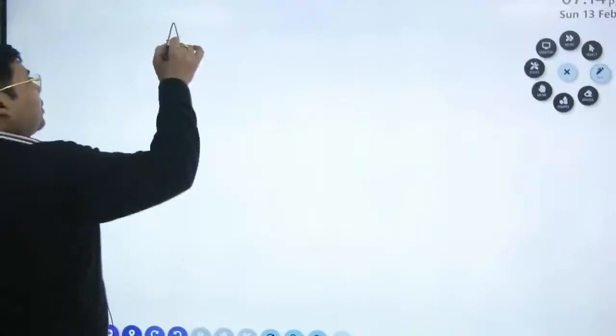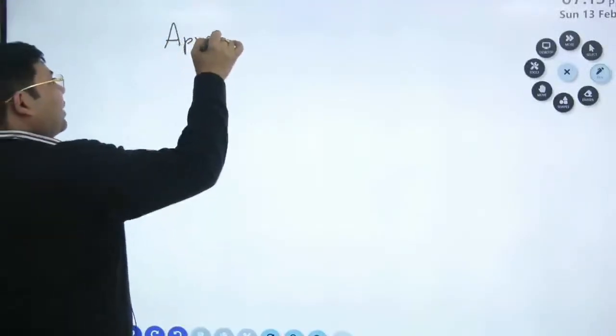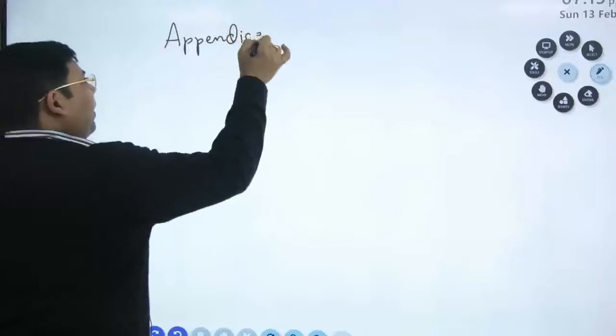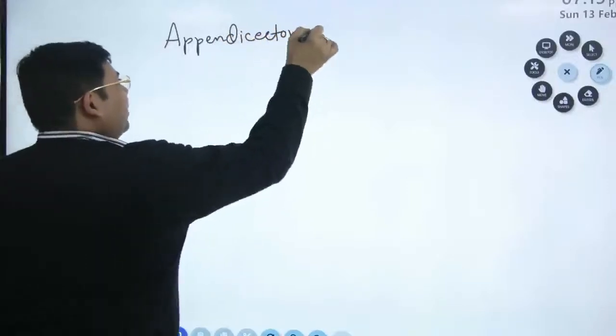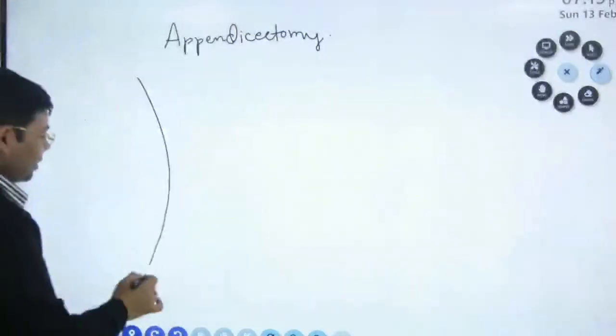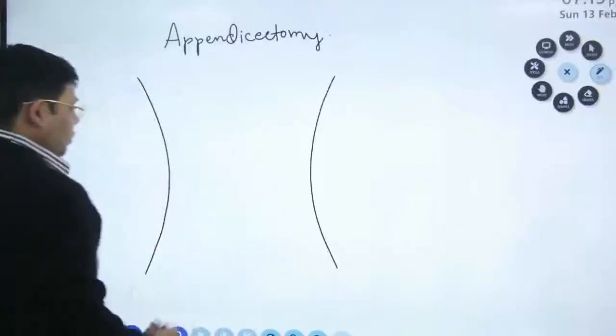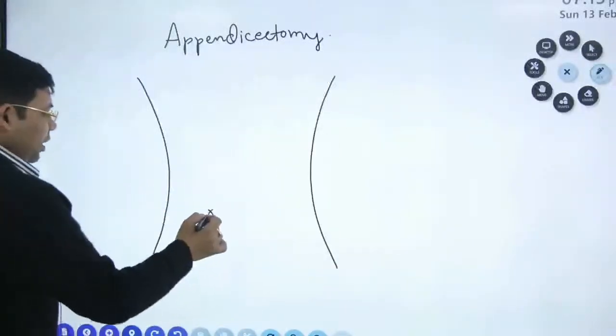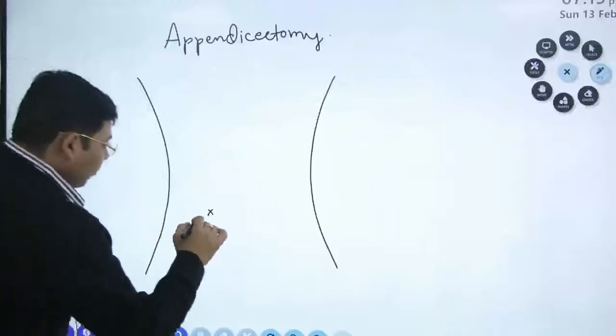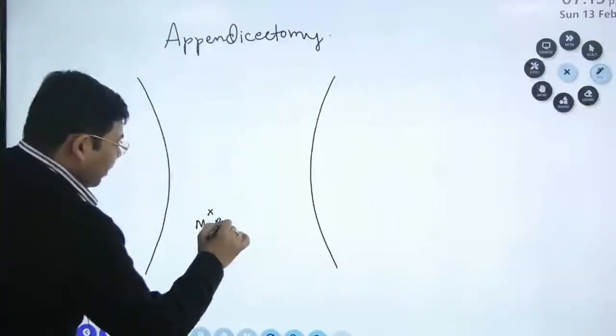So let us try to understand what are the incisions that we make for appendicectomy. When we want to do appendicectomy, we make certain incisions. And what are these incisions? Let us try to understand them. So remember, there is a point which is known as McBurney's point. So this is McBurney's point.